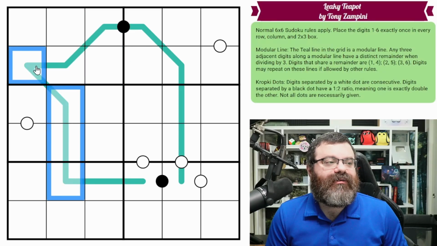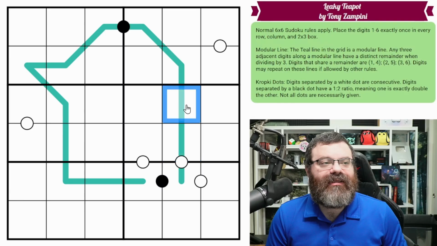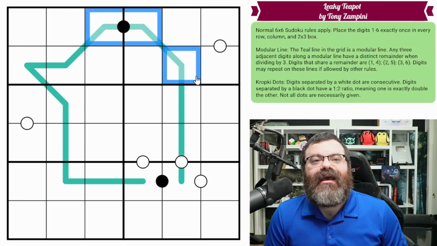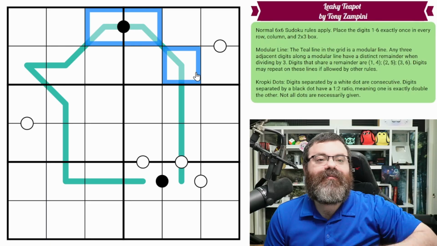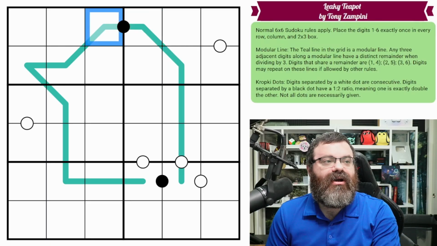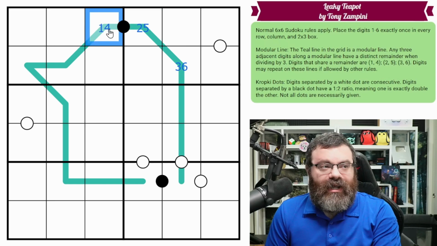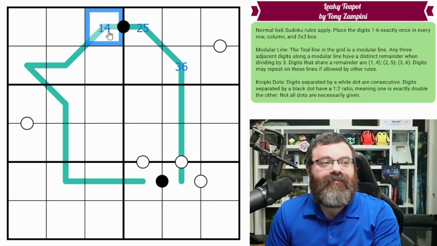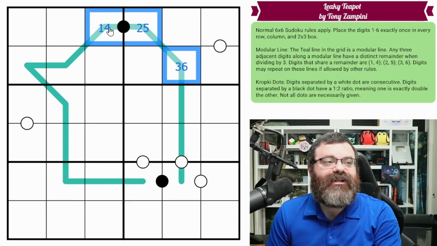We also have this modular line in the grid. The way this line works is you take any 3 adjacent digits on the line, like these 3, these 3, these 3, and they need to each have a distinct remainder when dividing by 3. So basically we have 3 groups. We have the 1-4 group, the 2-5 group, and the 3-6 group. 1 and 4, when you divide them by 3, both have remainder 1, 2 and 5 have remainder 2, 3 and 6 have remainder 0. And we just need to have one of each group within these 3.